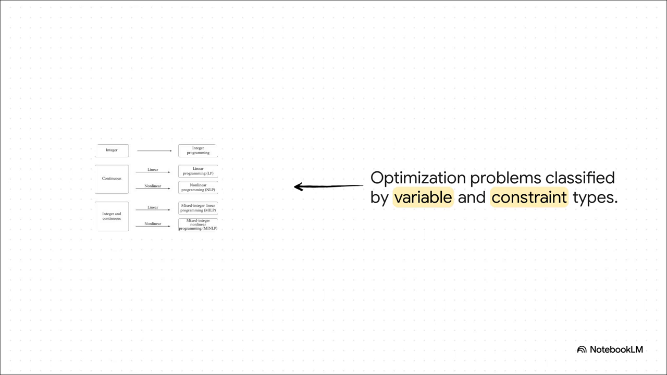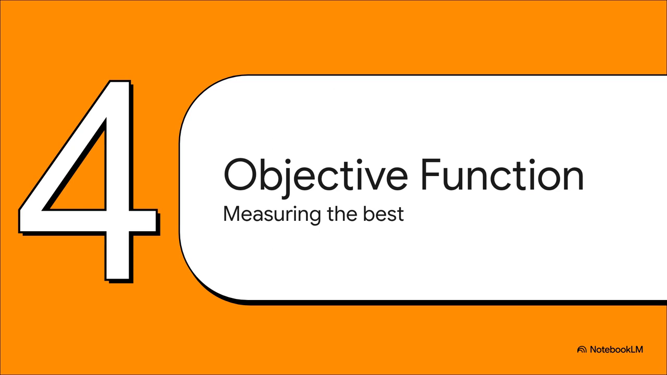Knowing exactly where your problem lives on this chart completely dictates the software and the algorithms you're going to need to actually solve it. Section 4, defining the objective function.